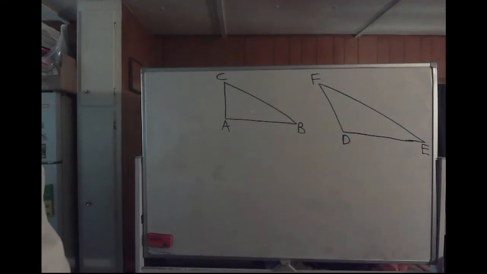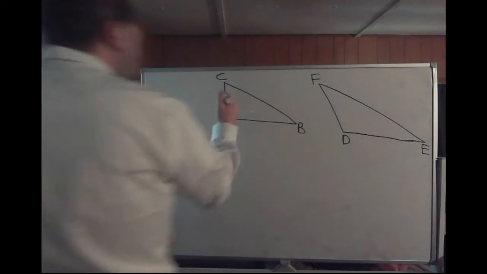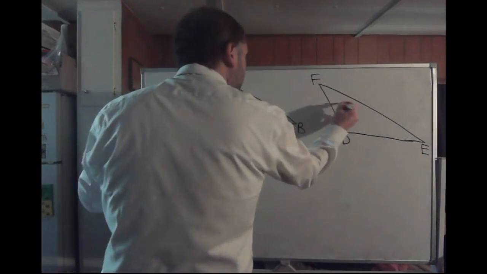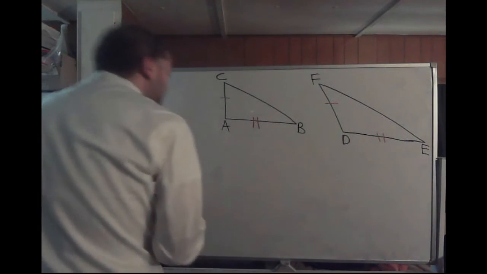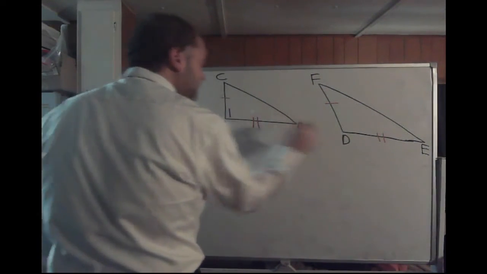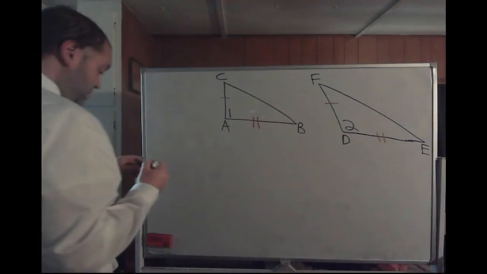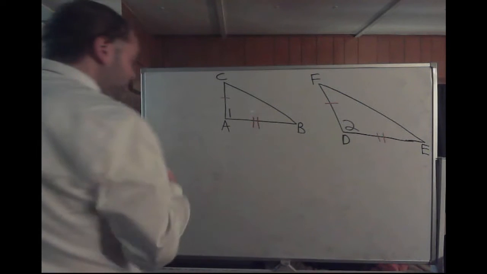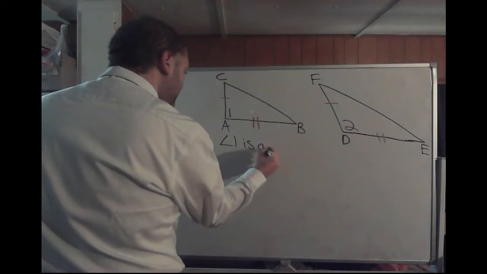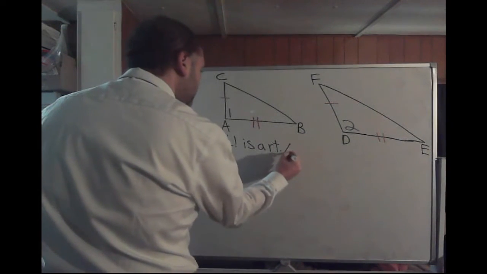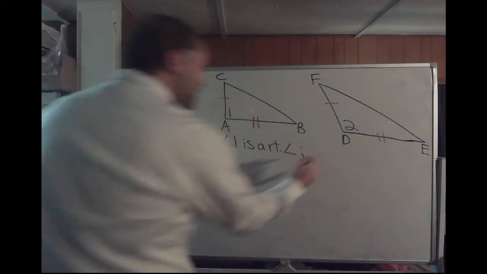They give us that CA and FD are congruent. They even give us that AB and DE are congruent. This is angle 1, here's angle 2. So what about the angles? They give us that angle 1 is a right angle. Angle 2 is obtuse.